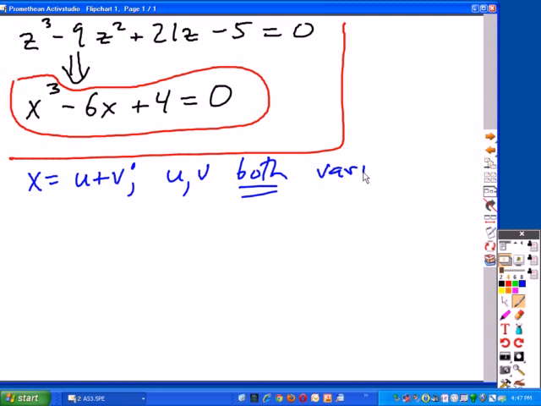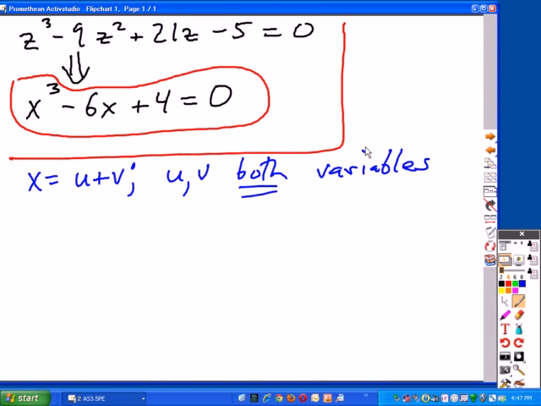both variables. Now it looks initially like that's going to wind up causing you some problems, because it looks like you're going to wind up with two variables instead of one. But the two variables are not going to be independent of each other.